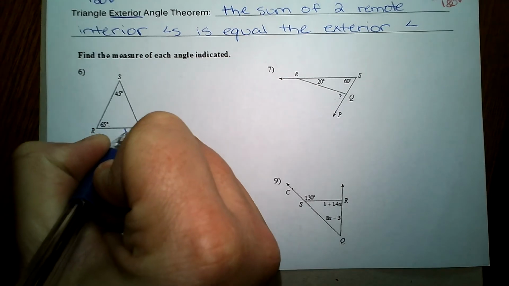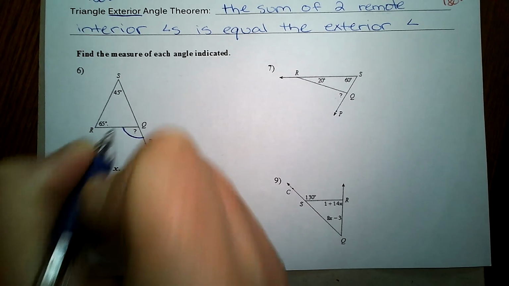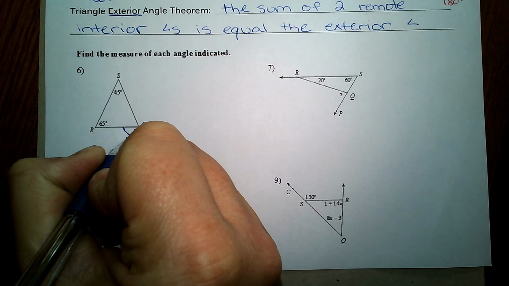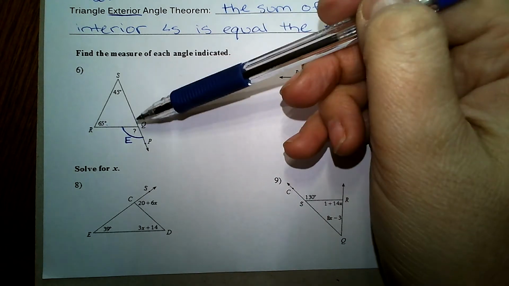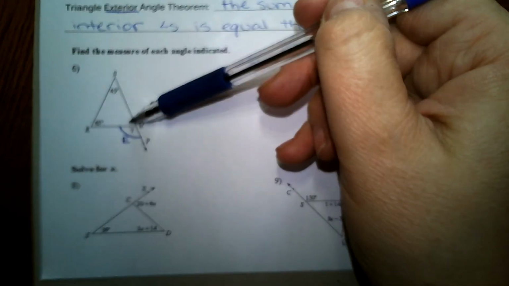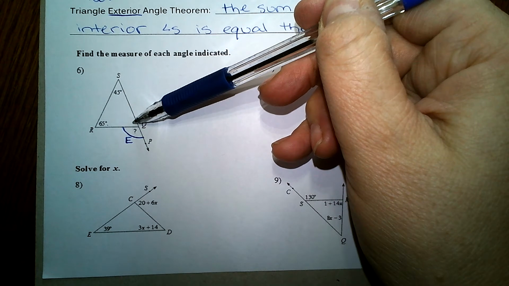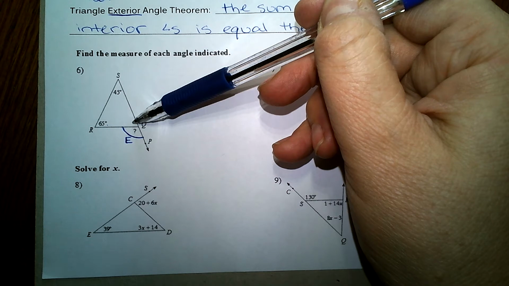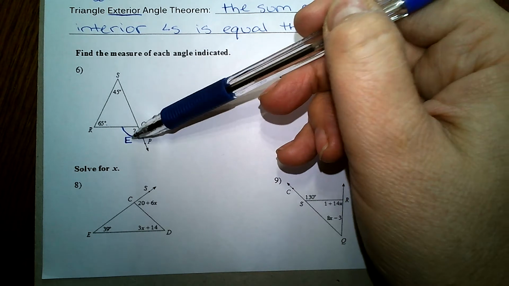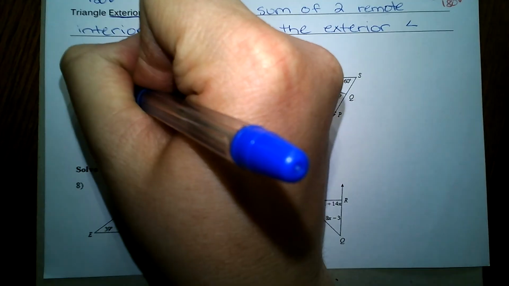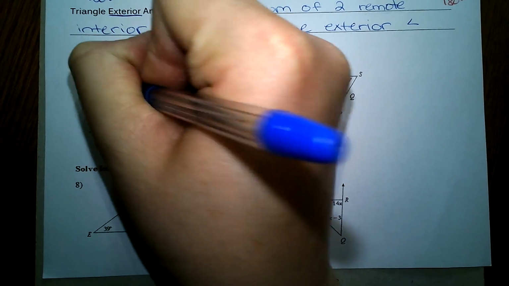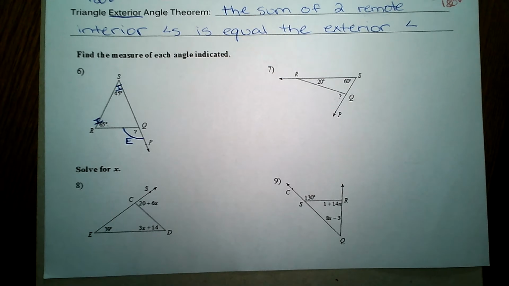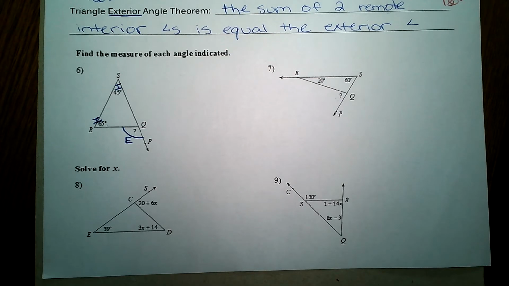So in example 6 here, we have the exterior angle where the question mark is. I'm going to put an E right here for exterior. The remote interior angles are the angles that are not the linear pair. So right now my pen is sitting in the linear pair. It is an interior angle, but it's not remote. It's not far away from the exterior. So I'm talking about angle S and angle R as the interior angles. These are the remote interior angles.